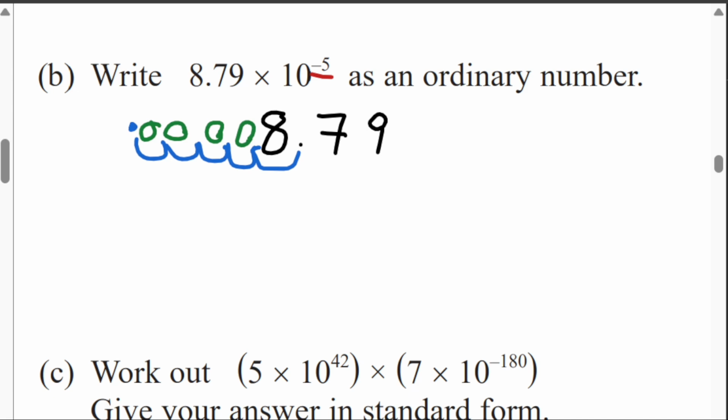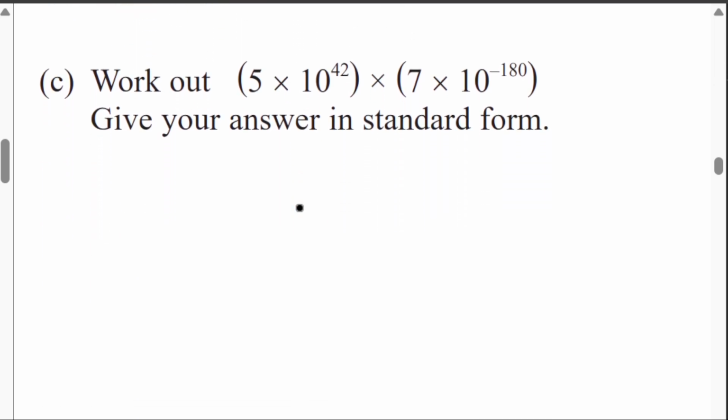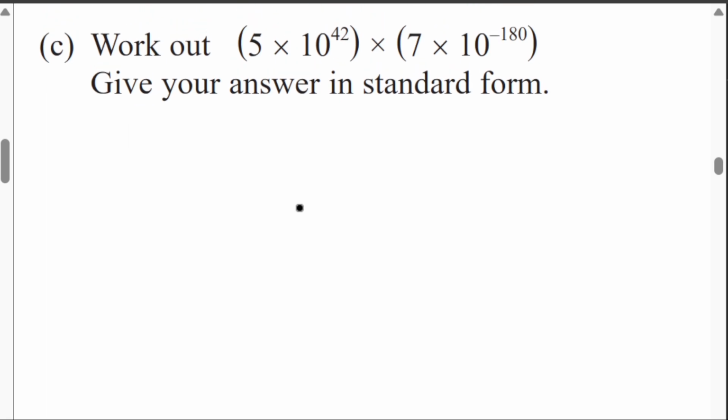And that's your answer. It's 0.0000879. And it doesn't look nice, so we just add a 0 there to make it 0.000879.